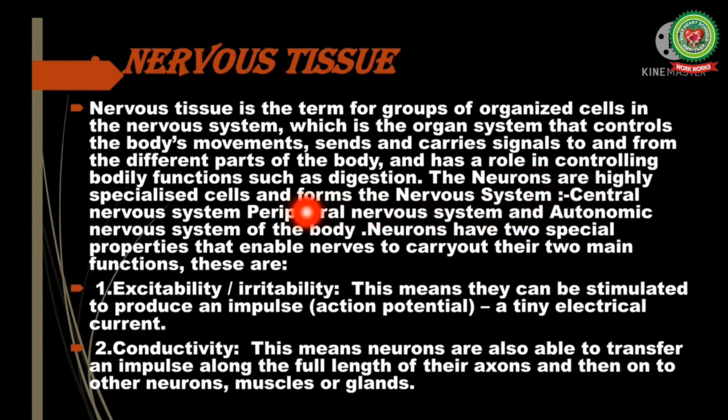Neurons have two special properties that enable nerves to carry out their two main functions. These are excitability or irritability and conductivity. Excitability or irritability means they can be stimulated to produce an impulse, that is action potential, that is a tiny electrical current. Conductivity means neurons are also able to transfer an impulse along the full length of their axons and then on to the other neurons, muscles or glands.